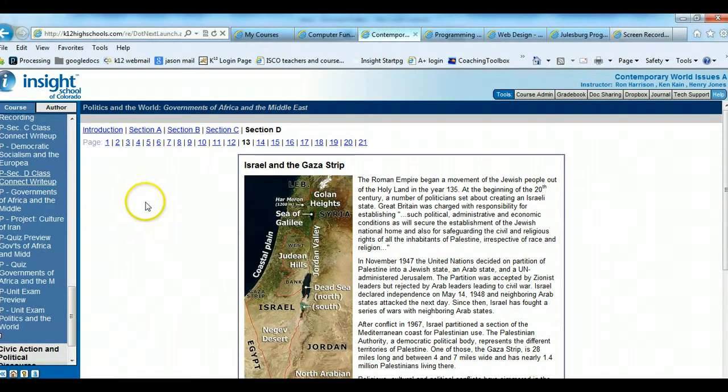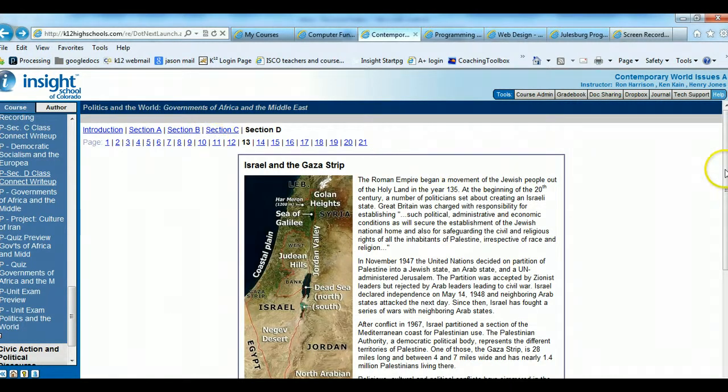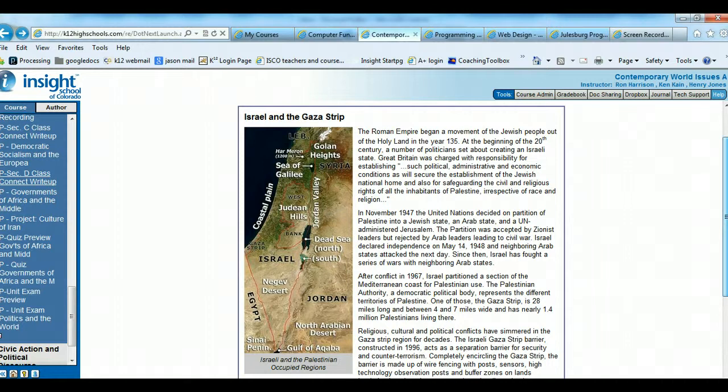Okay, page 13. Go back to the Class Connect write-up. So we did page 12, page 13. Why does there seem to be never-ending conflict in the Middle East? Well, page 13, this is going to explain it really well.